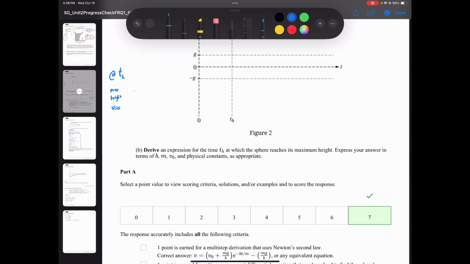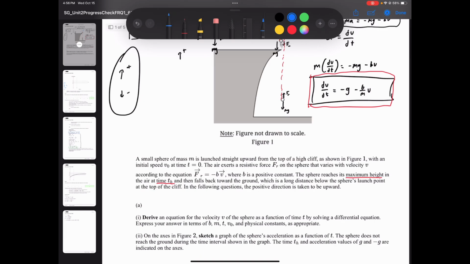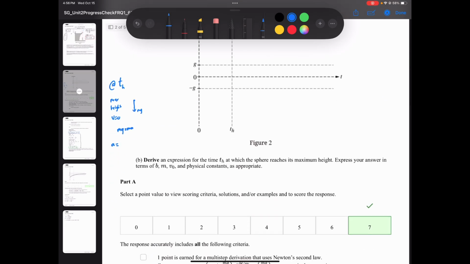So if I draw a free body diagram, the only force I have acting on the object is gravity, right? So mg is equal to ma. I can write the equation again for the acceleration. I have it up here. I know the acceleration is equal to negative g minus b over m times v. But in this case, v is 0 when you're at max height. So I just have negative g.